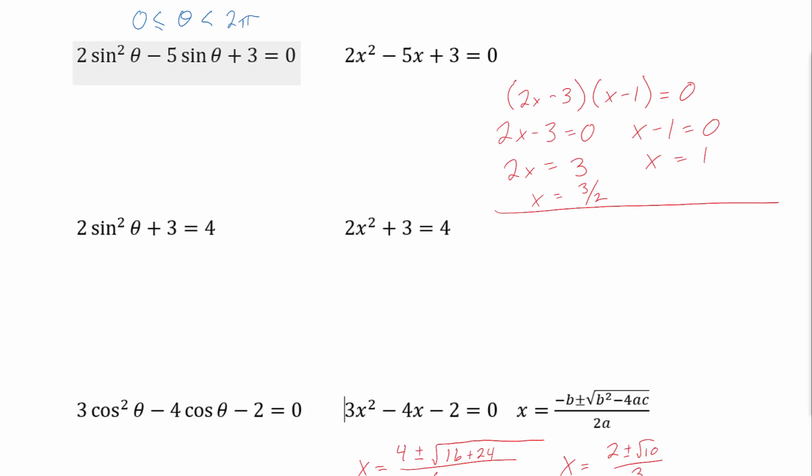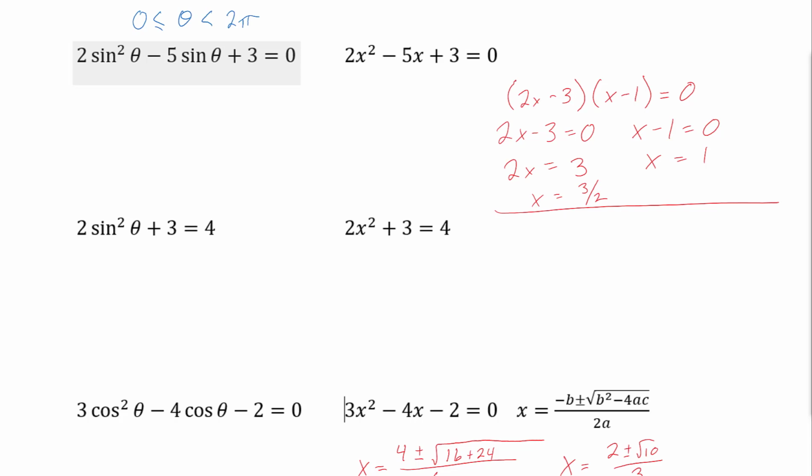Now we're going to make the jump from quadratic equations to trigonometric equations that are quadratic in form. Some of these will look familiar as I'm going to reuse a couple of our equations that we did just earlier. First one, I'm looking from 0 to 2 pi, inclusive of 0, not including 2 pi. We have 2 sine squared theta minus 5 sine theta plus 3 equals 0.